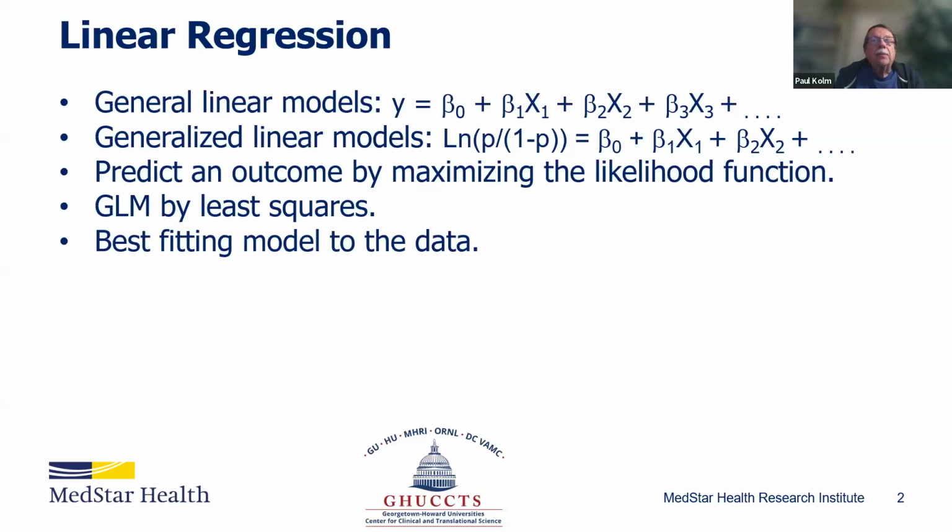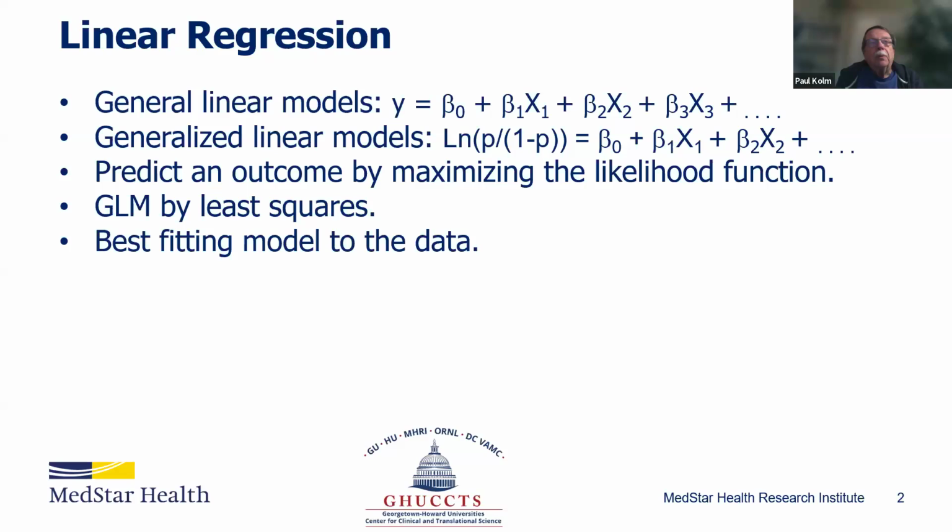In the generalized linear model, in this case, what I have here is binary logistic regression. We have the same sort of formula on the right-hand side, but what we're modeling is the log of the probability of the outcome divided by 1 minus the probability of the outcome. And so in either case, what we're going to do is develop a mathematical model by either maximizing the likelihood function or, in the case of linear regression, by least squares.